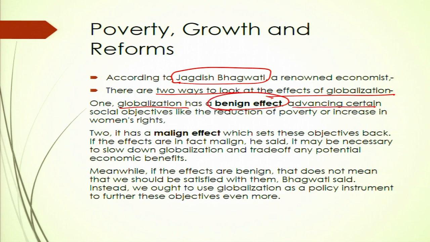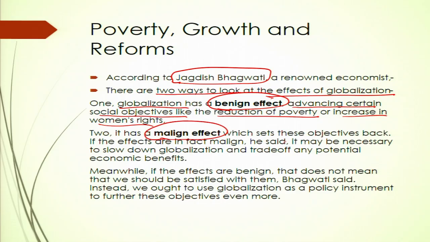Thus, it advances certain social objectives like the reduction of poverty or increase in women's rights. On the other hand, he also argues that globalization can have malign effects too, which set these objectives back. That is, it may put the whole process of reduction of poverty or women's rights on the back burner. He further goes on to argue that if the effects are in fact malign, it may be necessary to slow down globalization and trade off any potential economic benefits.